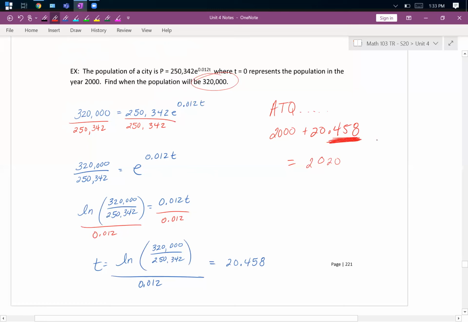If you have any decimals at all, you always want to round up because we've gone 20 full years past 2000 and now we're halfway into the next year. So it's like May 2021. So always, always round up. That's tricky.